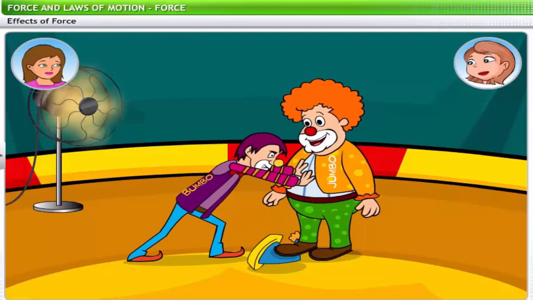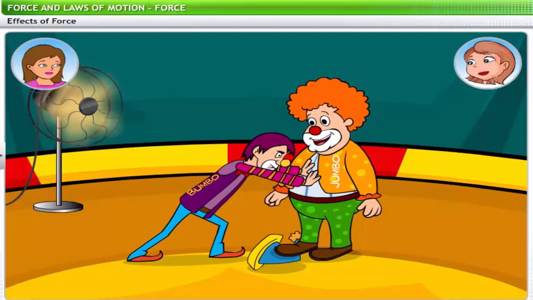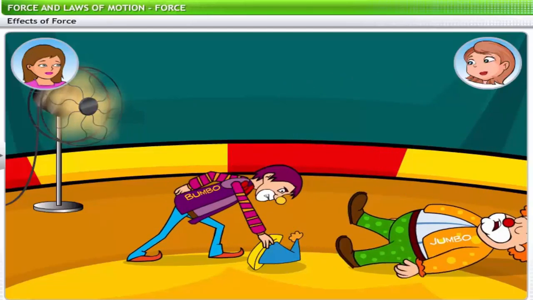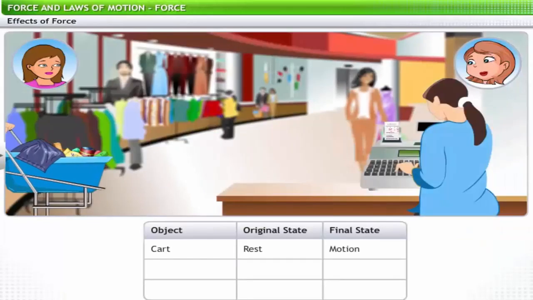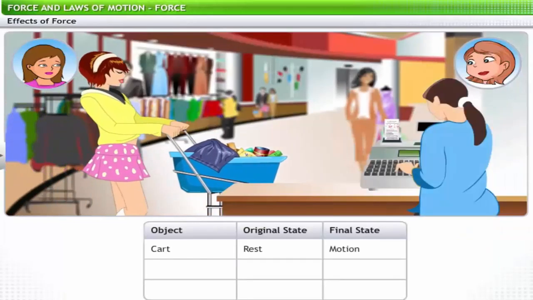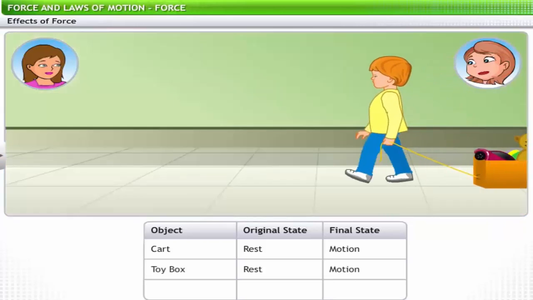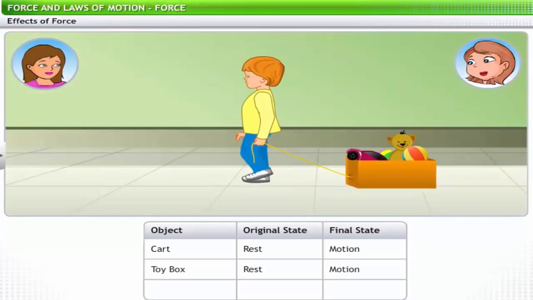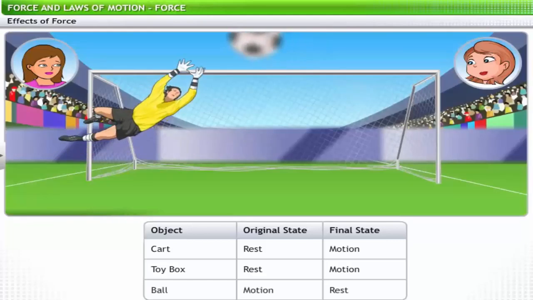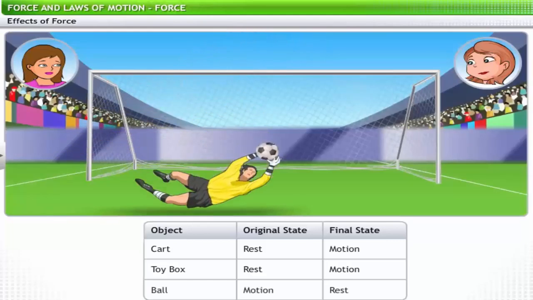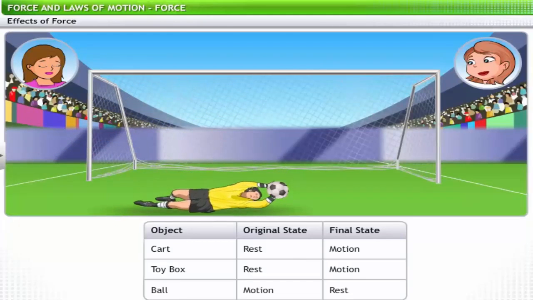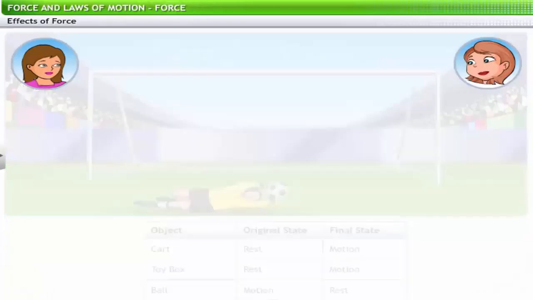Let's look at each aspect of change induced by force, one by one. In our initial example, the force applied by Bumbo made Jumbo move. Similarly, a push to a stationary shopping cart sets it in motion. A child uses force to pull a box of toys on the floor. A football goalkeeper applies force on a fast-rolling ball to stop it and save a goal. In all these cases, the state of rest or of motion of an object is changed.